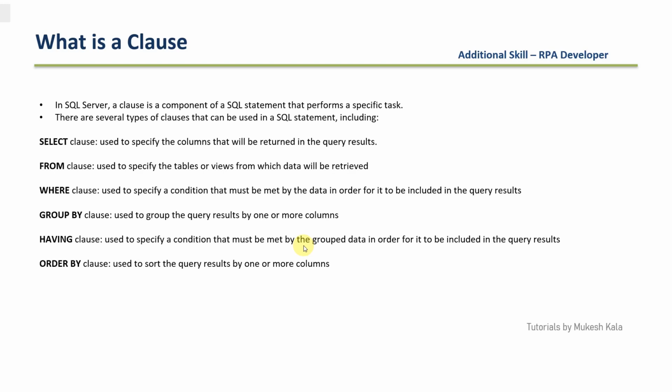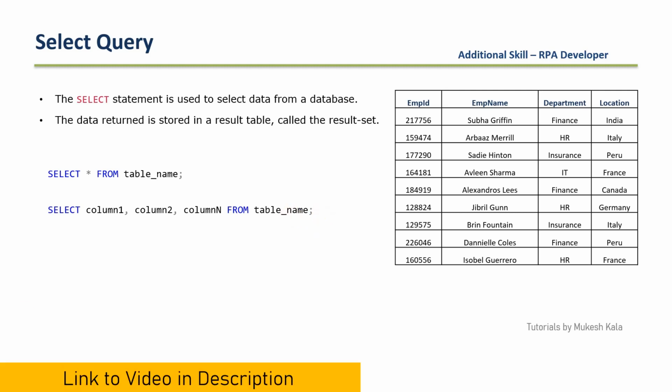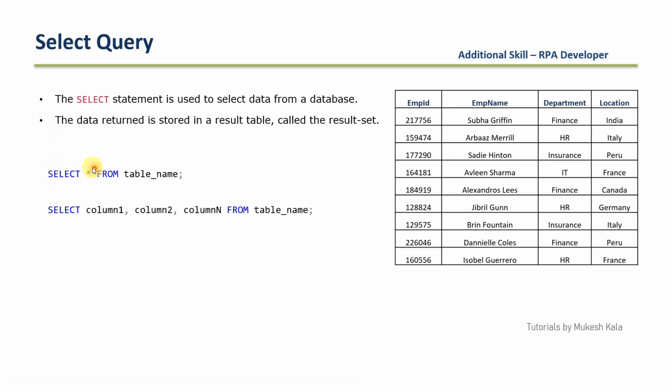Now the first clause which we are going to see today is called the select clause. The select clause is something we have already discussed in the first video. This is just to recap from the previous slide. Let's say I have this employee table here, and I want to get some data. To get some data, we use something called select. This star means that I want to get everything from this table. So select star from table name: select everything from this table.